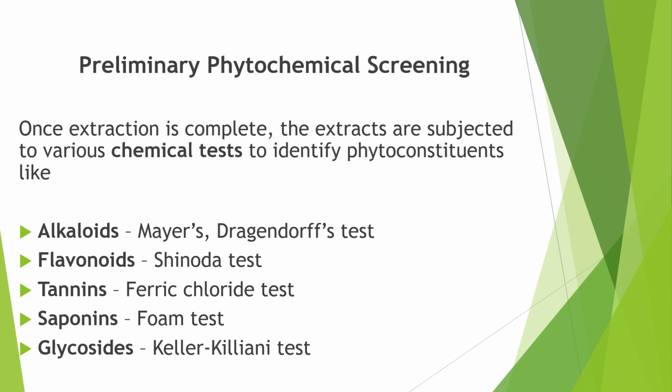In the case of flavonoid-containing drugs, we can perform the Shinoda test. In the case of tannins, we can perform the ferric chloride test. In the case of saponins, we can go with the foam test. In the case of glycosides, we can go with the Keller-Kiliani test. More specifically, different chemical tests are there. The Keller-Kiliani test is applicable for cardiac glycosides, whereas for anthraquinone glycosides the Borntrager's test is used. For saponin glycosides, the foam test and hemolytic tests are also available.